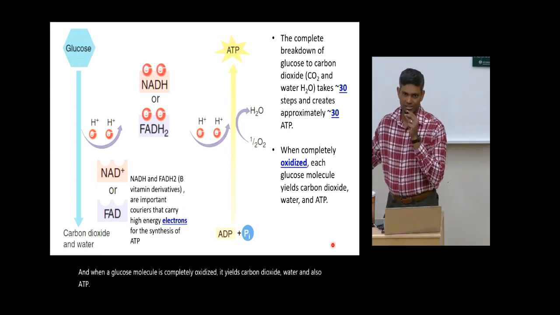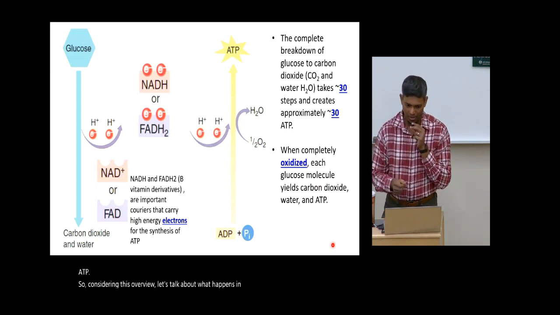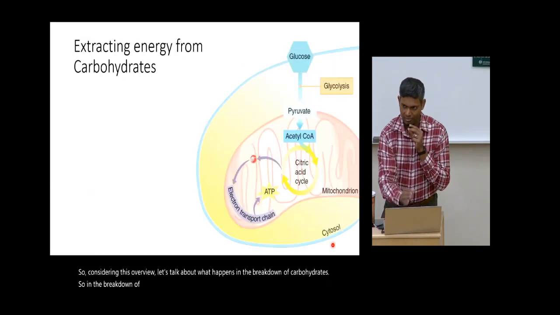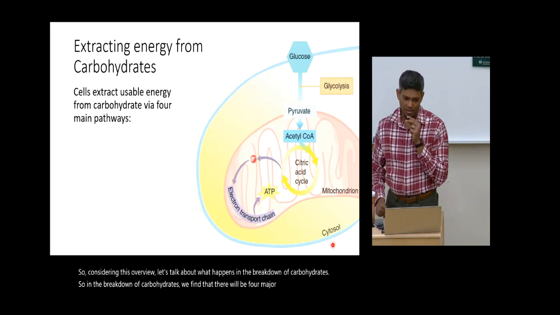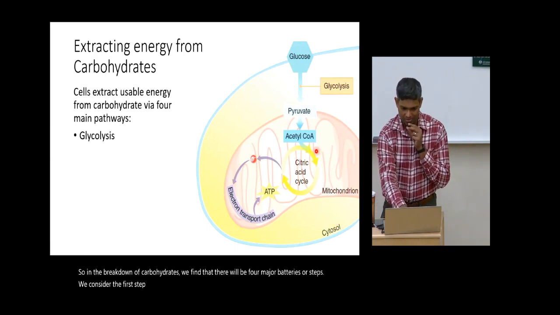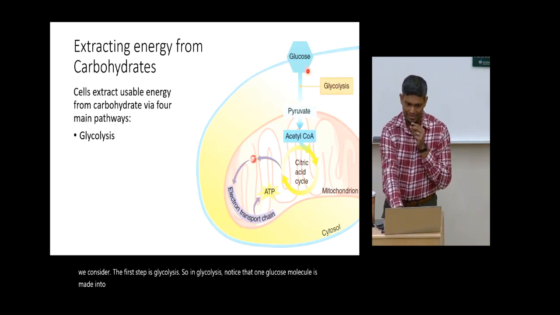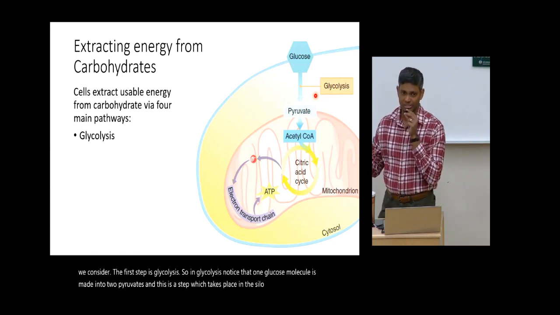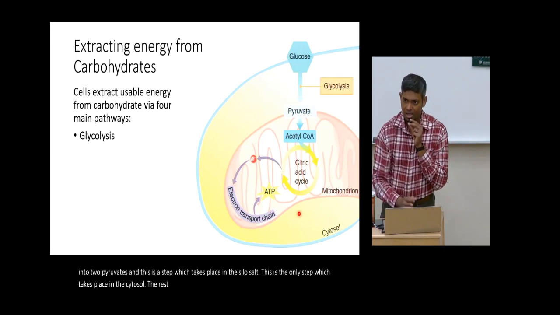So considering this overview, let's talk about what happens in the breakdown of carbohydrates. So in the breakdown of carbohydrates, we find that there will be 4 major pathways or steps we consider. The first step is glycolysis, right? So in glycolysis, notice that one glucose molecule is made into 2 pyruvates, and this is a step which takes place in the cytosol, right? This is the only step which takes place in the cytosol. The rest of it takes place in the mitochondria.